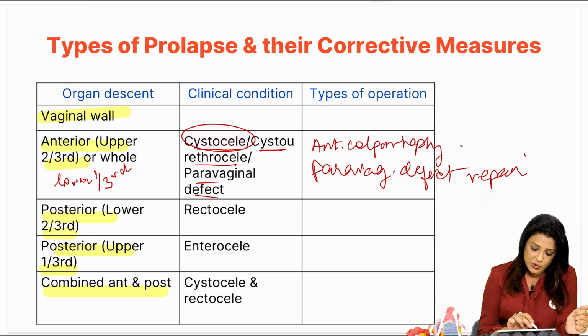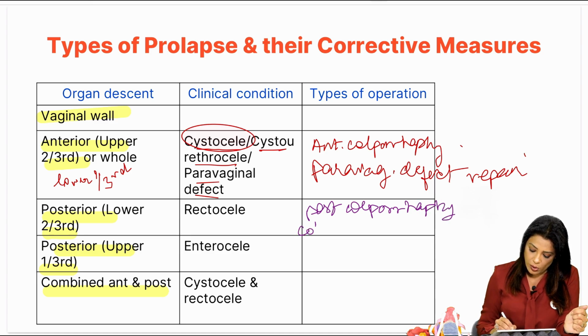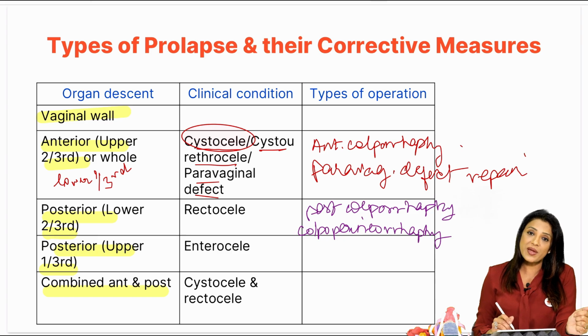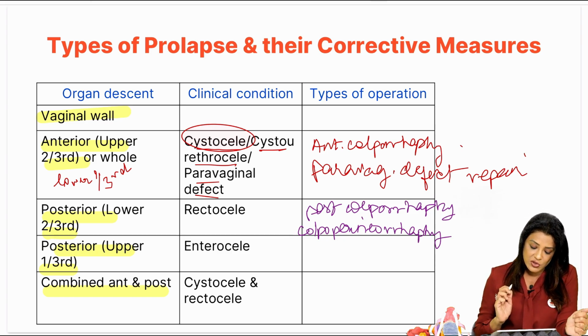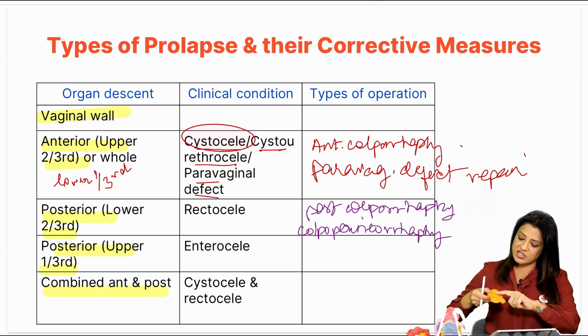Now coming to the posterior lower third, it's a rectocele. So what will you do? It will be a posterior colporrhaphy, also known as colpo-perineorrhaphy. Okay, so that is the name given to the lower 2/3 of the vagina, because it is in relation with the rectum.